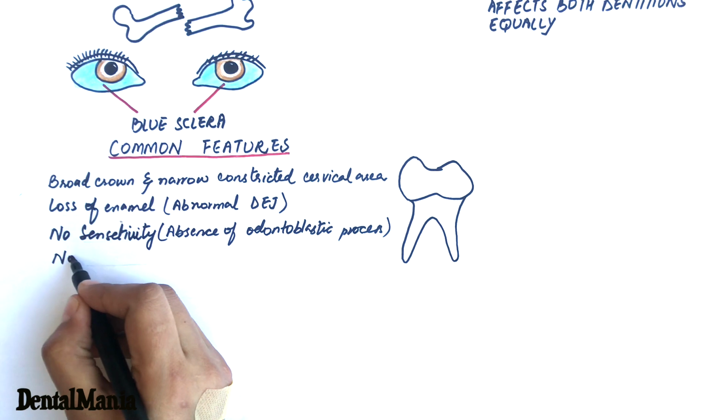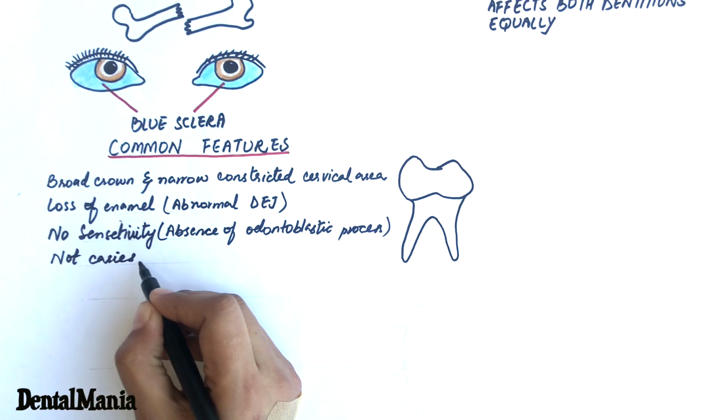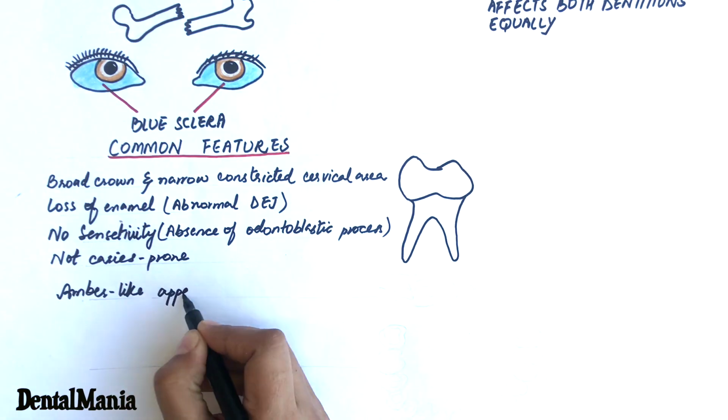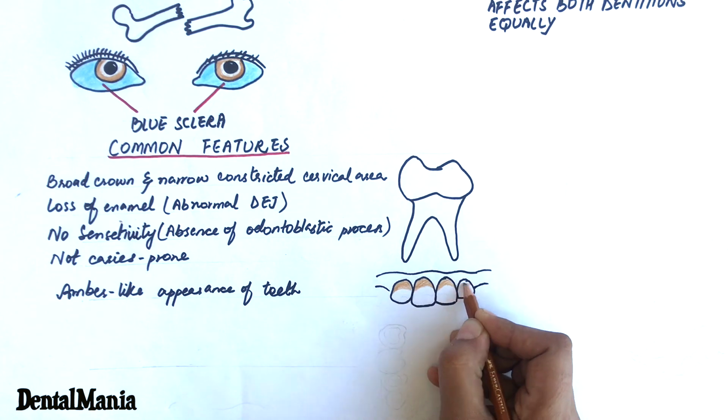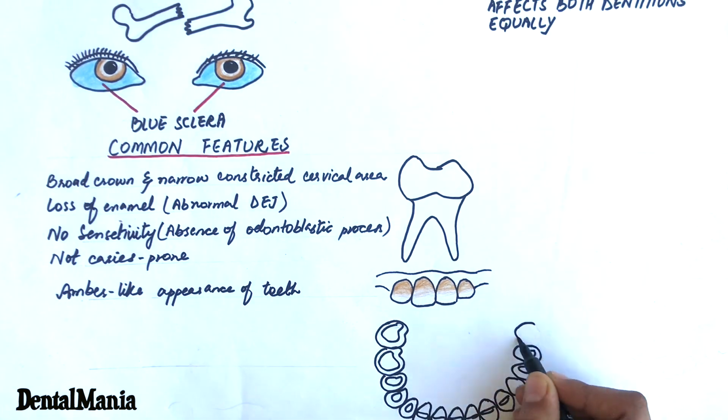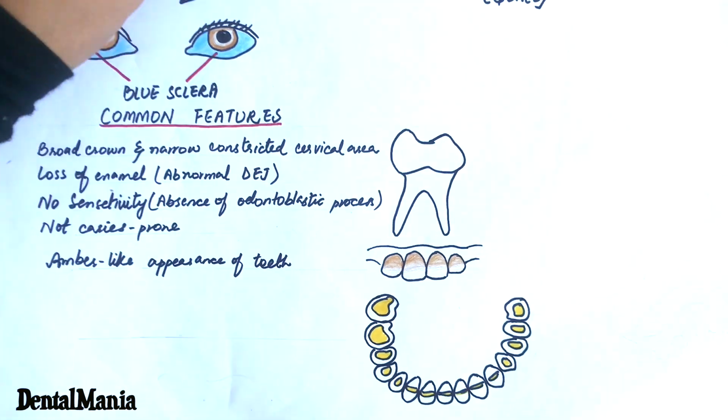Although the dentin is soft and easily penetrable, these teeth are not caries-prone, and this may be due to the obliteration of dentinal tubules, which provides little scope for the entry of cariogenic microorganisms. Teeth exhibit an amber-like appearance, and loss of enamel in these teeth results in severe attrition of occlusal and incisal edges.